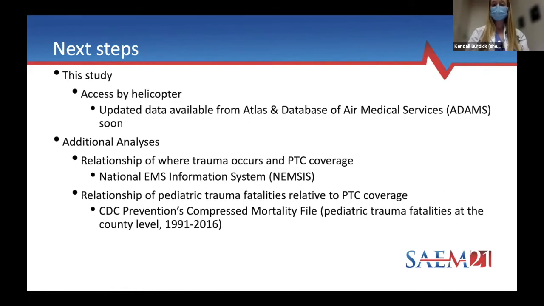Our next steps are to look at access in addition to helicopter access, which is a very important consideration specifically for the Western United States, which will be using the ADAMS database. We'll also look at the relationship of where traumas actually occur versus just where the population lives. And we'll be using the NEMSIS database for that analysis. And then we'll look specifically at pediatric trauma fatalities relative to pediatric trauma center coverage, which we'll use the CDC's compressed mortality file for.